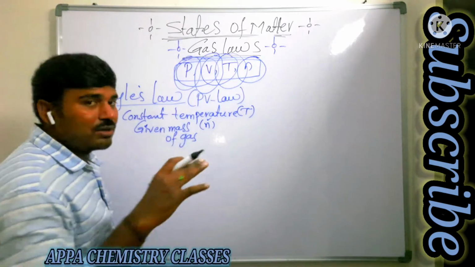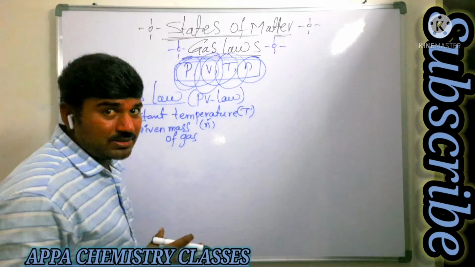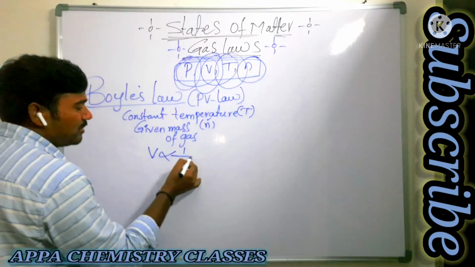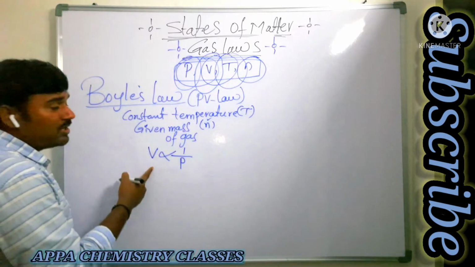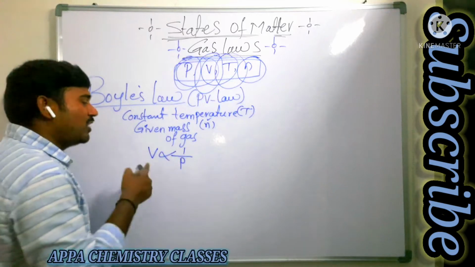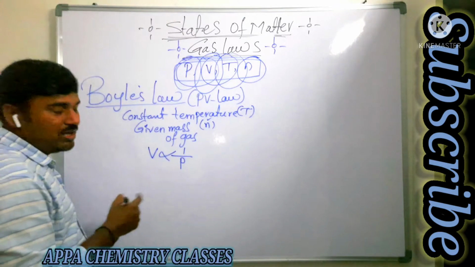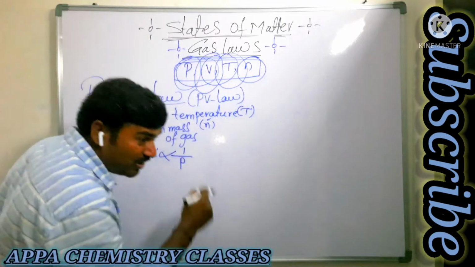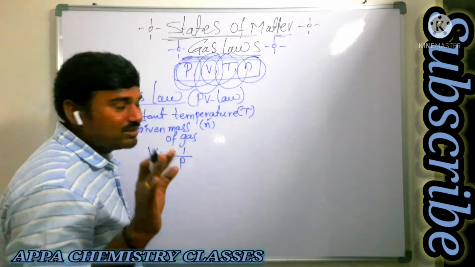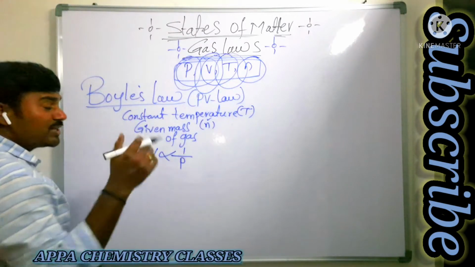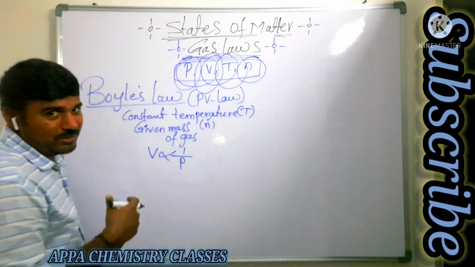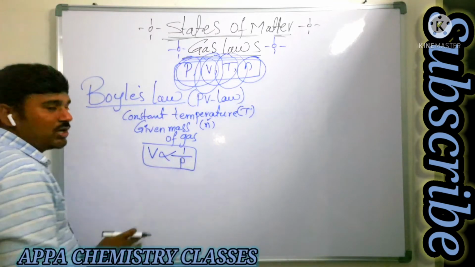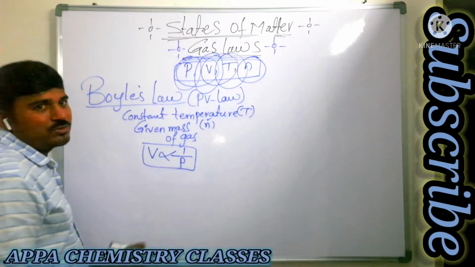So how can we define it: at a constant temperature, for a given mass of a gas, volume is inversely proportional to pressure. We should not say volume is inversely proportional to 1 by P. We have to say volume is inversely proportional to P. If you say volume is inversely proportional to 1 by P, it becomes directly proportional, which is not the correct way of saying. You can say in another way also: volume is directly proportional to 1 by P. That is the correct way of saying. So volume is directly proportional to 1 by P, or volume is inversely proportional to pressure.